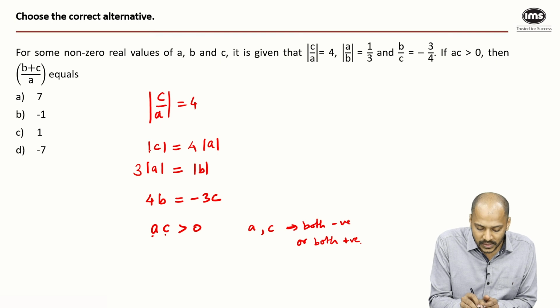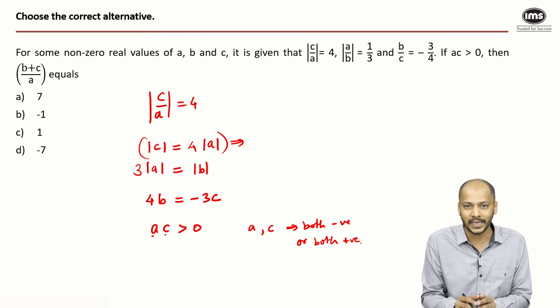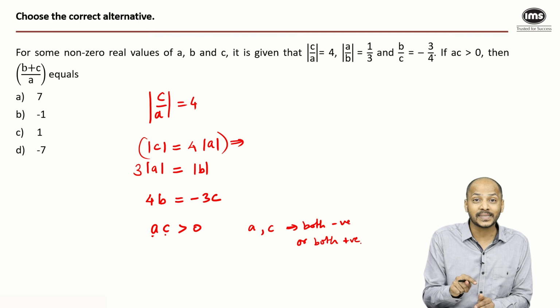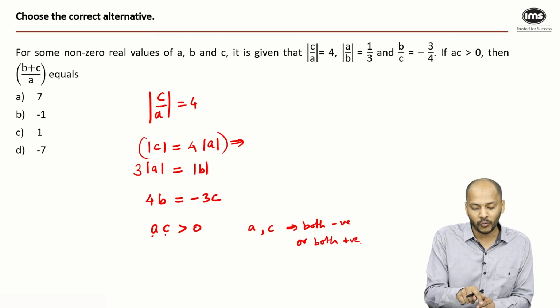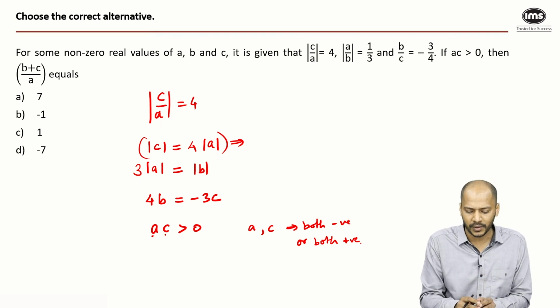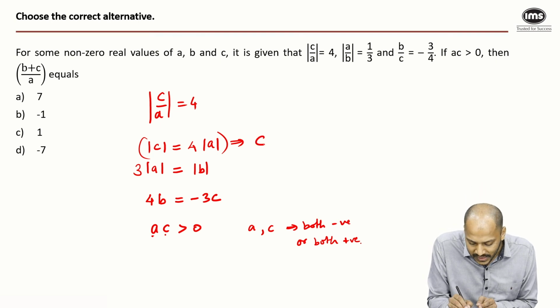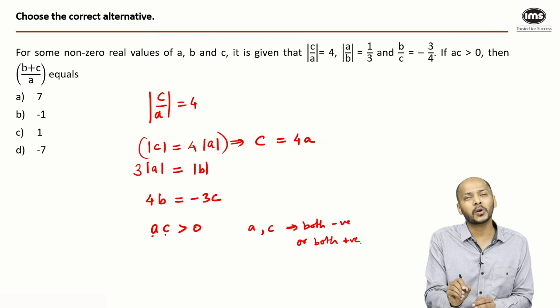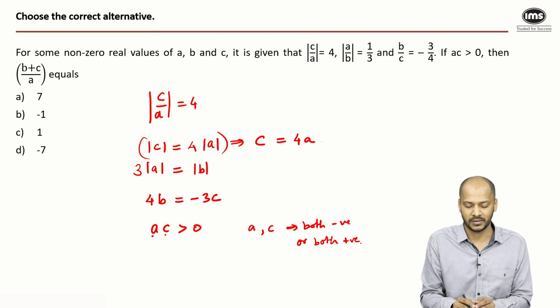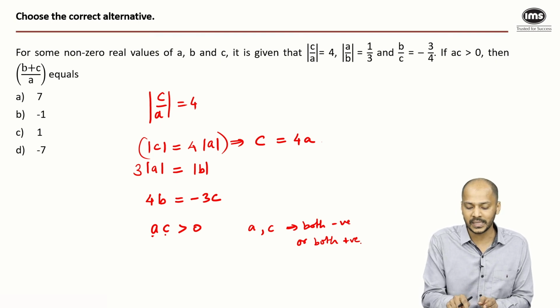So if we go to this first relation over here, can I say if both are going to have the same sign, there should be no minus sign involved apart from whatever sign they themselves would have, right? Because a into c is greater than 0. So from here I'll simply say c is equal to 4 times a. This was a critical part of this question.